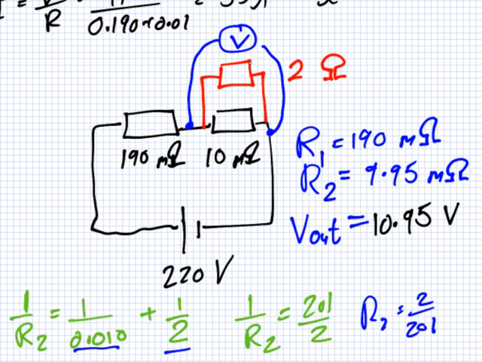So if I have 1 over R2 equals 1 over this, then what does R2 equal? It's about this. So this number here was 9.95 milliohms. That's nearly the same as 10. So my point is, by making these small in the potential divider, it doesn't really matter about this one being big.